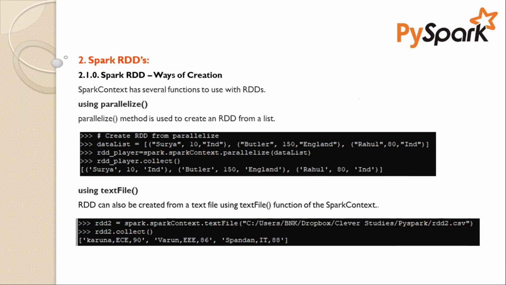You said the parallel method is not used in real time. So which method is mostly used in real time? Text file, text file. Okay.